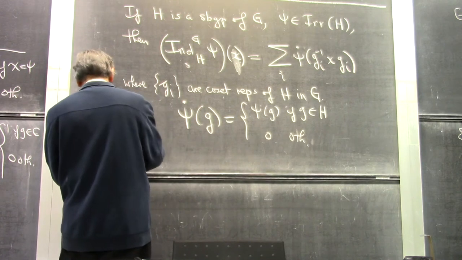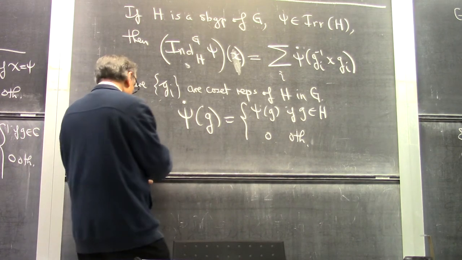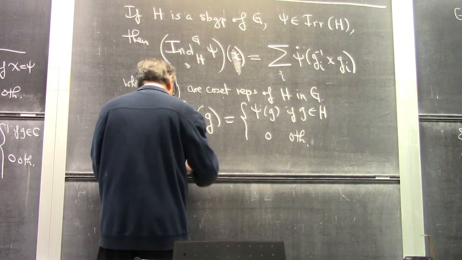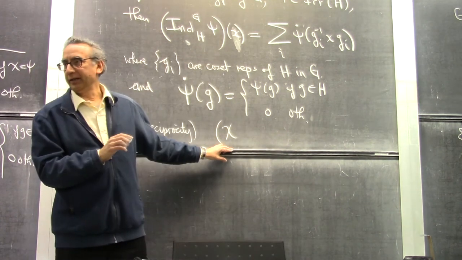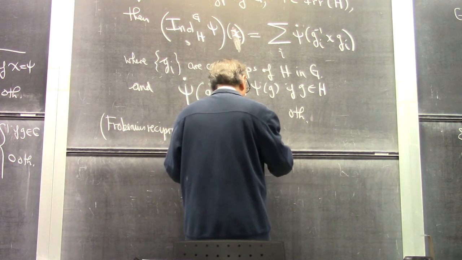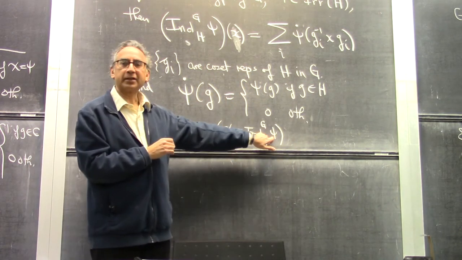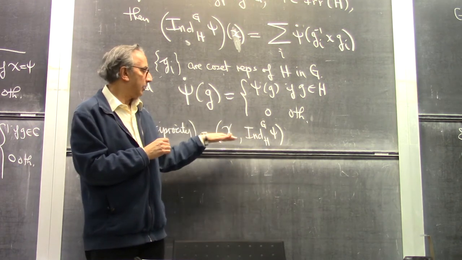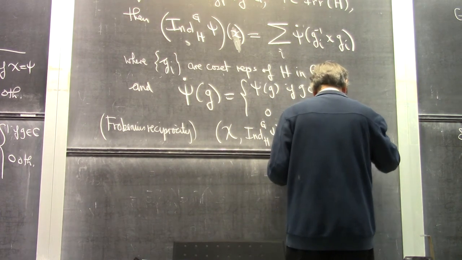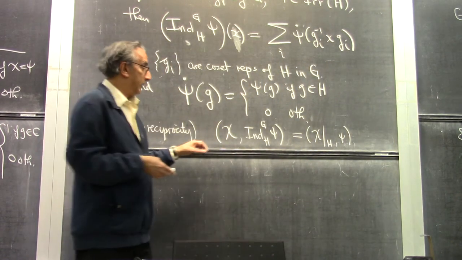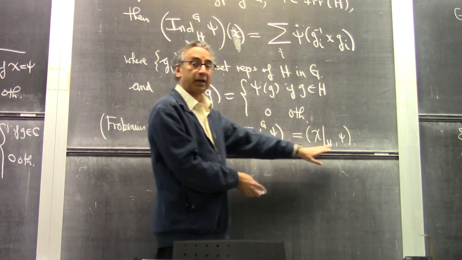Now, we have what's called the Frobenius reciprocity law. Unlike Artin reciprocity, this is actually a trivial fact to prove. It basically says, if you give me a character chi on the group G, and I have a character psi on H, and I take the induction and look at the inner product, this inner product is the same as the inner product of chi restricted to H with psi. Now keep in mind that I'm writing inner products in two different groups. The left inner product is an inner product in G, and the right inner product is an inner product in H.